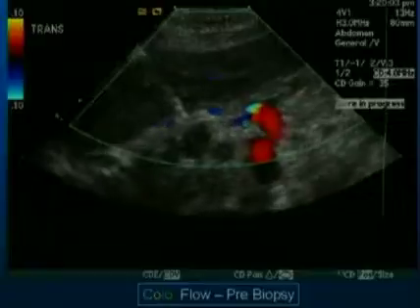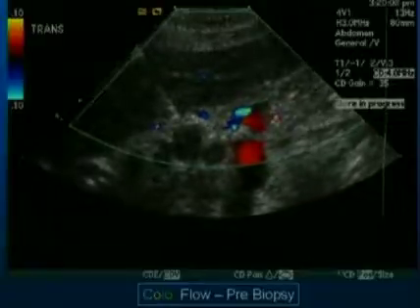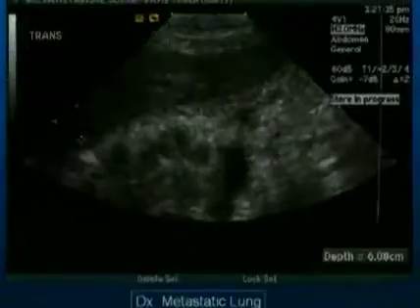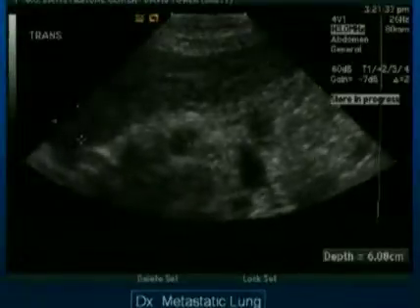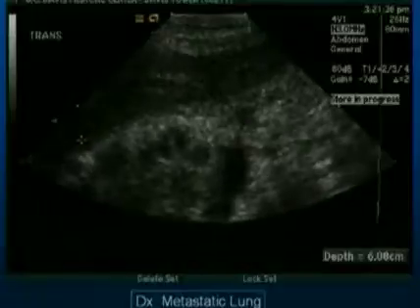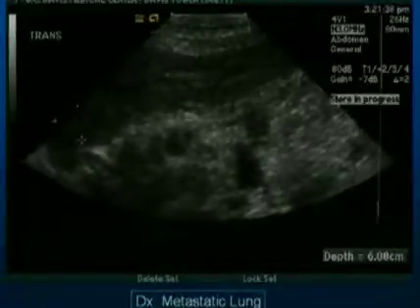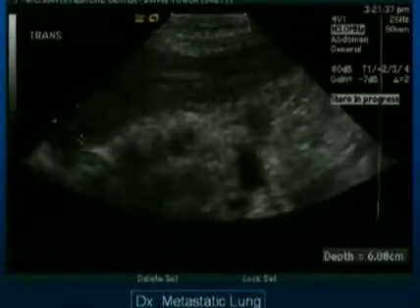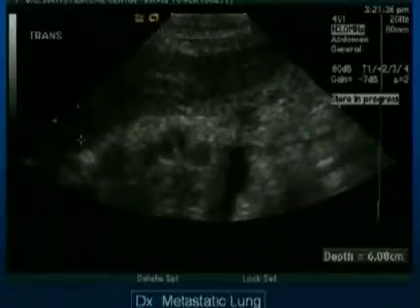In this case, I place my needle adjacent to the node with the coaxial technique, and then I do multiple FNAs into this lesion. Again, remembering this is less than 1 centimeter. Diagnosis here was metastatic lung cancer to these nodes.